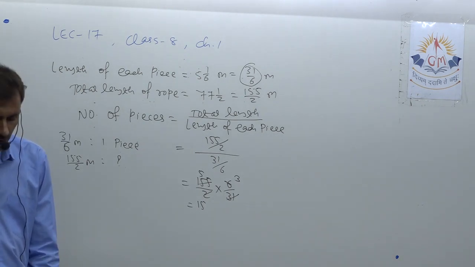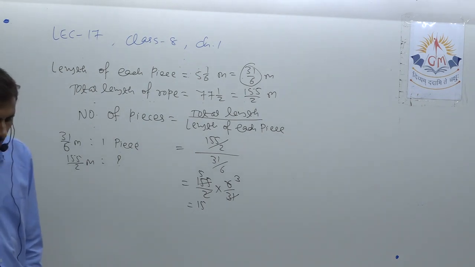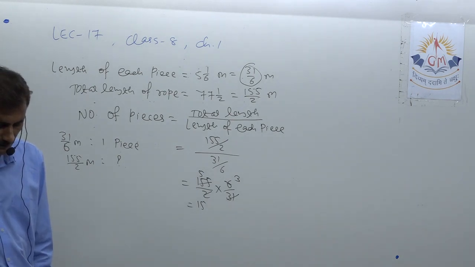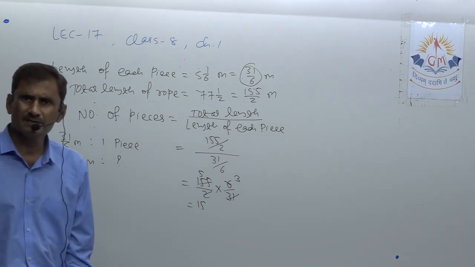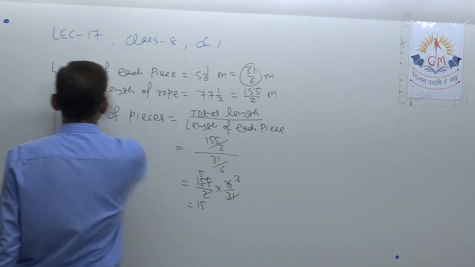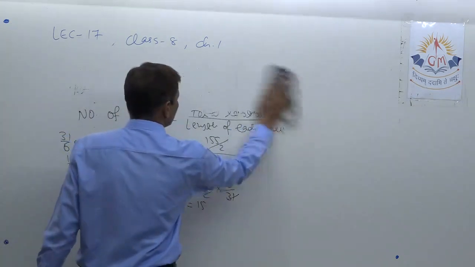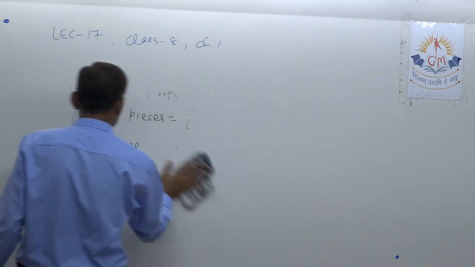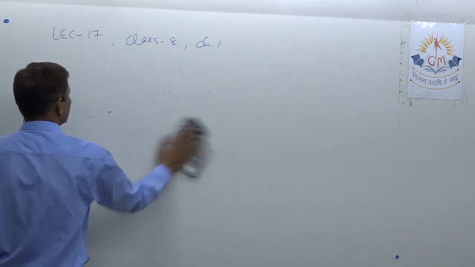Okay, now read next one. Area of rectangle given. In its side, one side given, other side is to be found. So it is again very simple, because you know area is equal to length into breadth, means one side into other side.